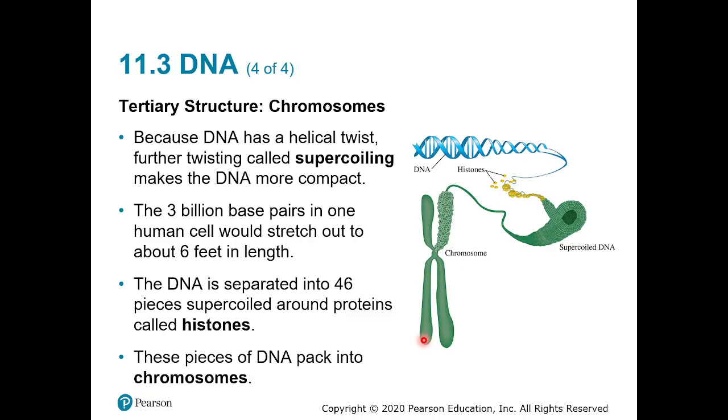So your DNA can be separated into 46 pieces that are supercoiled around the proteins that we call histones. Those are those little things that help it coil up, right, into the chromosomes. These pieces of DNA are going to pack into what we refer to as chromosomes.